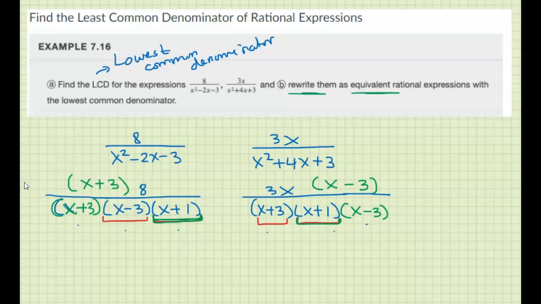Right? So this is what this problem was asking us to do. Just build up or rewrite the fractions so they have the same denominator. After this, if you're asked to add them, then you add them. If you're asked to subtract them, you subtract them. But for this problem, we stop here. We were meant to just rewrite the fractions with the common denominator.